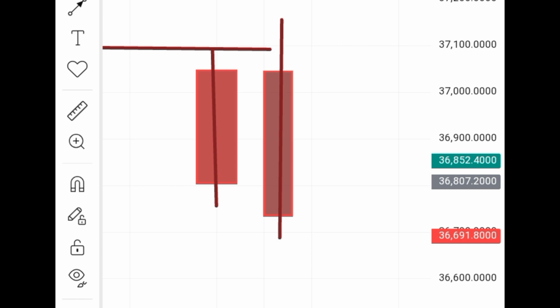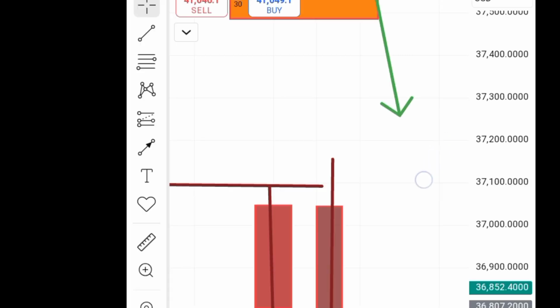So let's get to this chart. Let me show you guys how to do this step by step.